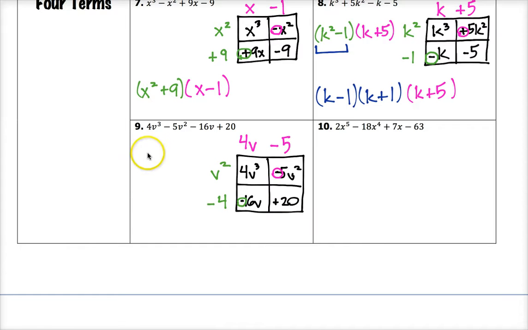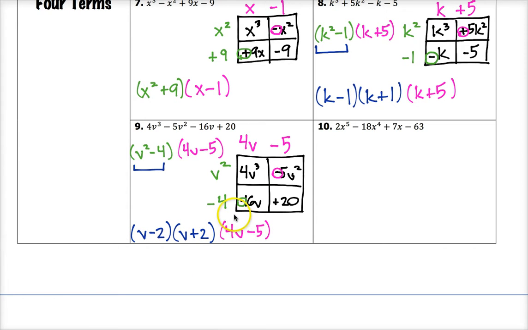So we have v squared minus 4 times the quantity 4v minus 5. V squared minus 4 is a difference of squares, so factor that into v minus 2 times the quantity v plus 2, and then 4v minus 5 would come down. This would be your final answer.